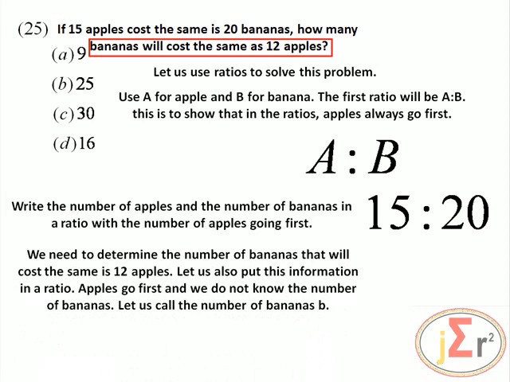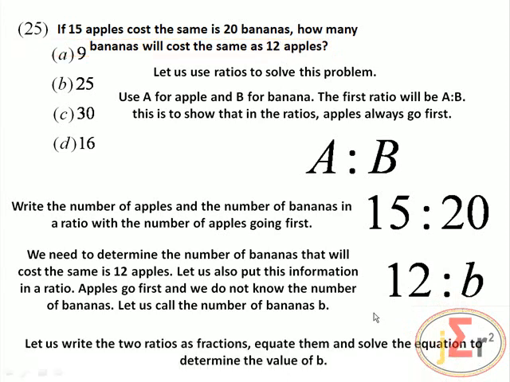So let us also put this information in a ratio. Apples go first, and we do not know the number of bananas. Let us call the number of bananas B. So we are going to say the number of bananas is B, and what is the number of apples? Right there, Jerry, 12. So we have 12 apples, and the number of bananas we do not know. Let us write the two ratios as fractions, equate them, and solve the equation to determine the value of B. So that is what we're going to do now.